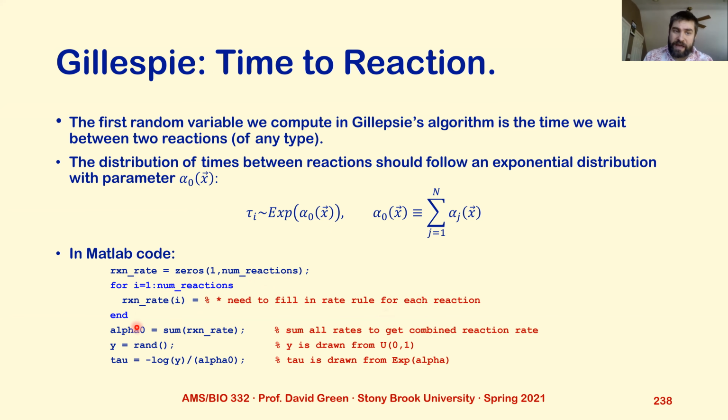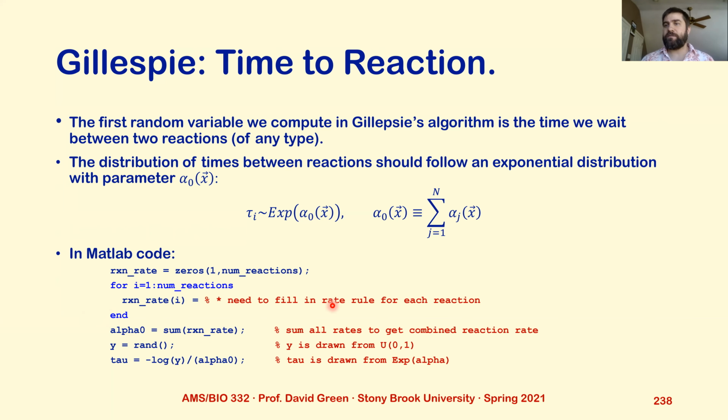After doing that, we add them all up. You can actually do this just by adding them up directly. There's an easy way to do this in MATLAB using the function sum. Sum of reaction rates will add up all of the entries in here and give us an alpha naught. Again, there's more than one way to do this. Once we have our combined reaction rate, we're all set.